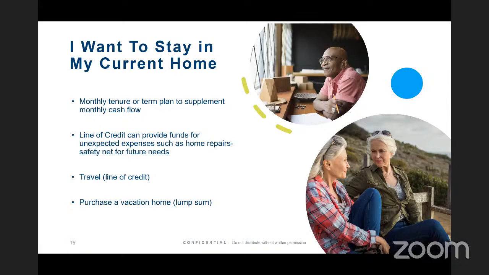The line of credit also carries with it a growth feature. So that makes it another excellent option for a safety net for future needs. You could just establish the line of credit and allow it to grow over time and have those funds available if they are needed. Perhaps someone wants to access their line of credit just to travel or enjoy vacation. Or they want to take a lump sum. Remember, I said there were a couple of other really good reasons to take a lump sum. Perhaps someone wants to take a lump sum out using their reverse mortgage. They want to remain in their home as their primary residence, but they'd like to purchase a vacation home.